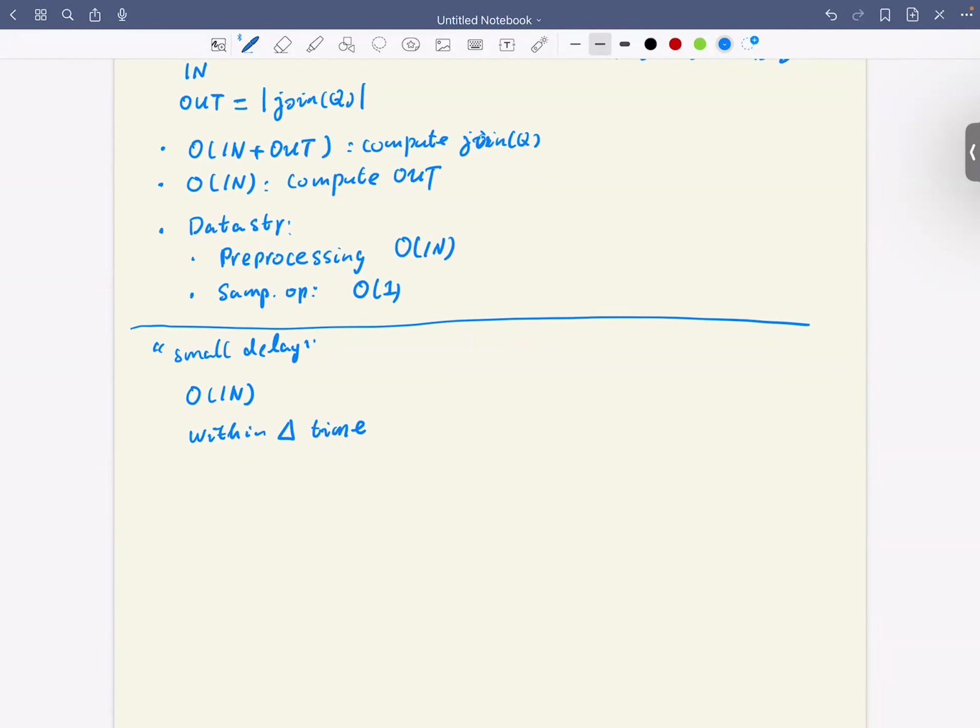Let me tell you, theoretically speaking, even though you are able to do in plus out, not every algorithm able to do in plus out can achieve a small delay. Why? Think about the scenario I gave you. Let's say out is on the order of in squared. Say an algorithm is able to do in plus out. However, it's possible for the algorithm to behave like this.